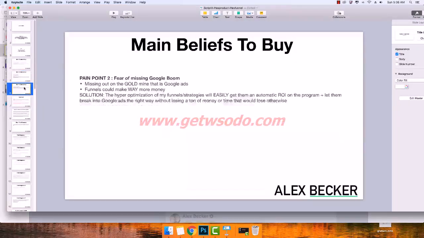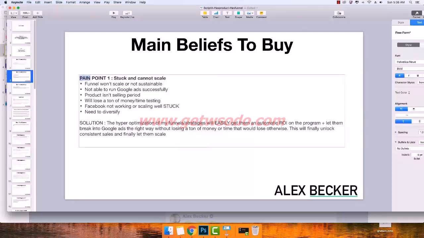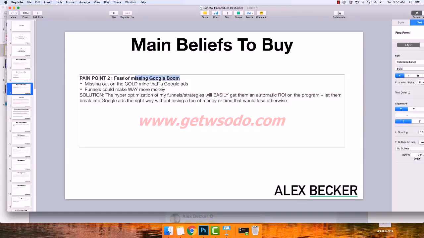Then what you want to do is review their pain points. The pain point this guy is going to have is this funnel stuck. It's not sustainable. He's not able to run Google Ads. His product isn't selling, period. And he's going to lose tons of time and money testing. That's where he is. He's stuck and cannot scale. This is his big pain point. If we can make him hate this and believe that he has specific problems that only we can solve, we're going to succeed. Pain point 2, fear of missing the Google boom.